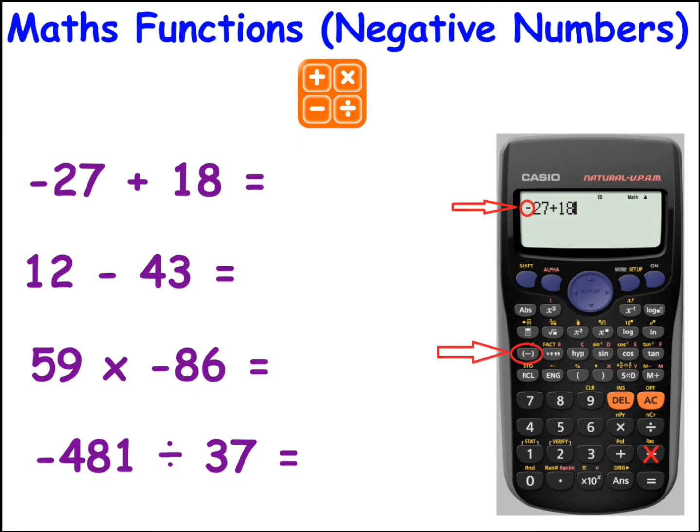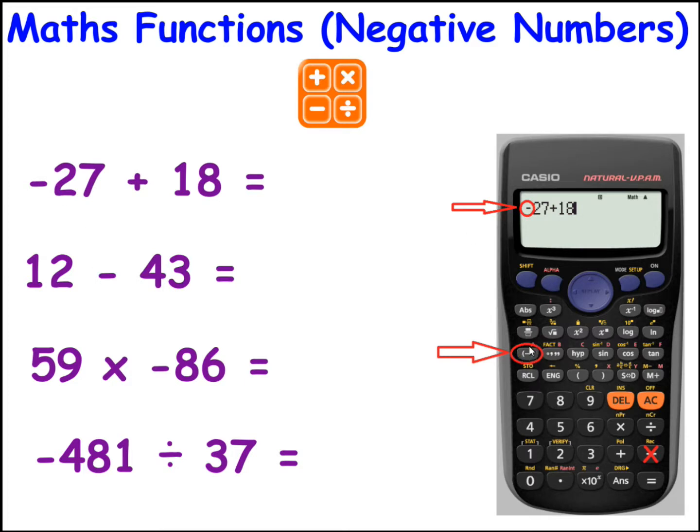The next thing we're going to look at are negative numbers. When we did negative numbers, we used the number line to work out problems like minus 27 plus 18. You'd start at minus 27 on your number line and go to the right 18 to work out your answer. Well, on a calculator, you need to be able to distinguish between the minus sign of a negative number and a minus, which is to subtract. Okay, so these are very different things.